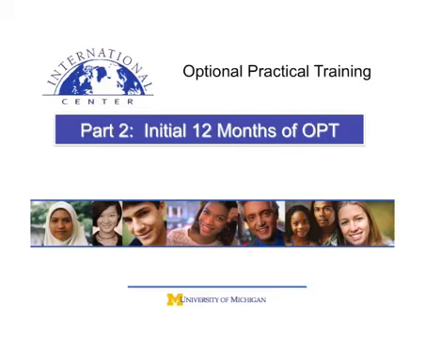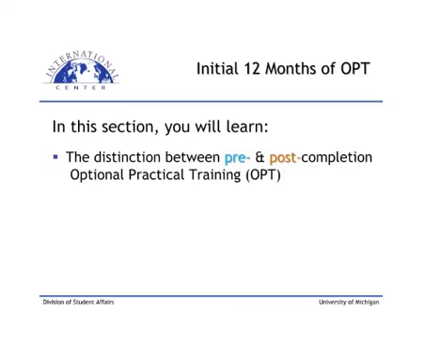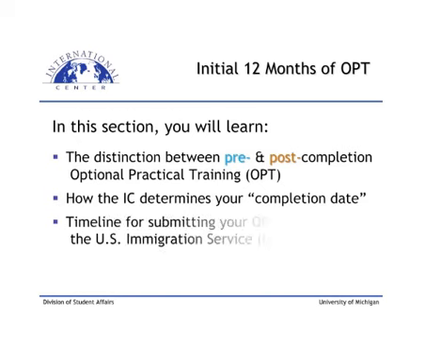The next section of this OPT online course will discuss your initial 12 months of OPT. In this section, you will learn the distinction between pre-completion OPT and post-completion OPT. You will also learn how to determine your completion date, which may not always be the same as your graduation date, which will be explained later in this section. We will also discuss the timeline for submitting your OPT application to the United States Immigration Service, which we will refer to as USCIS throughout this course.